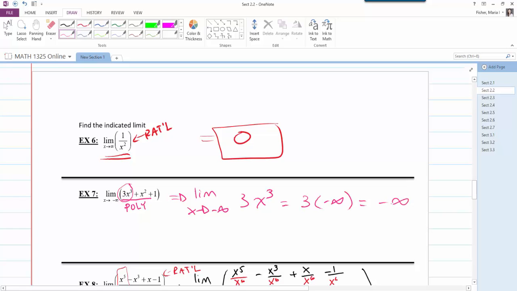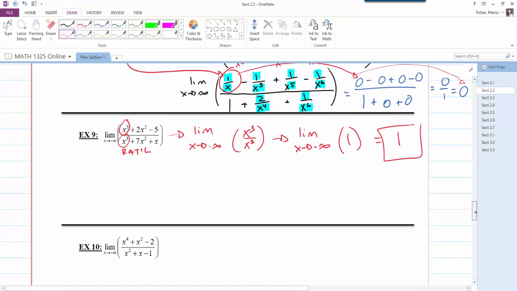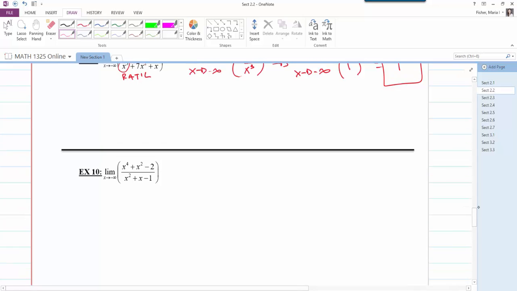So the limit as x approaches negative infinity of 3x cubed plus x squared plus 1 is going to equal negative infinity. Because that highest term is really what's going to determine what's going on in terms of the behavior of the graph. All right, let's look at number 10. So number 10 is also a rational function.